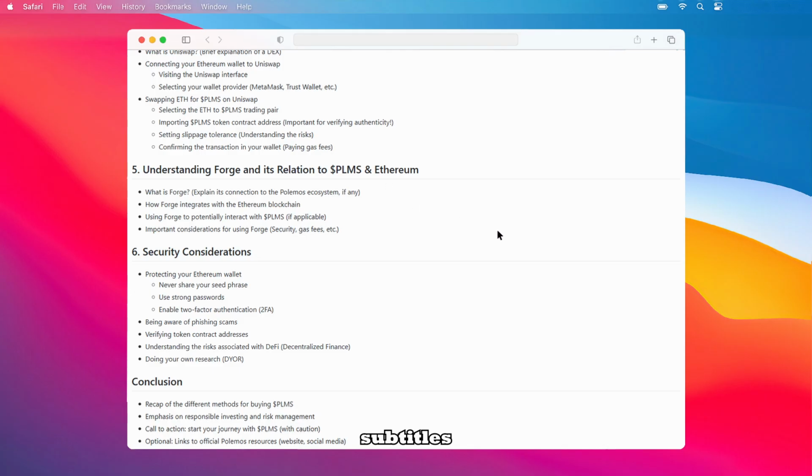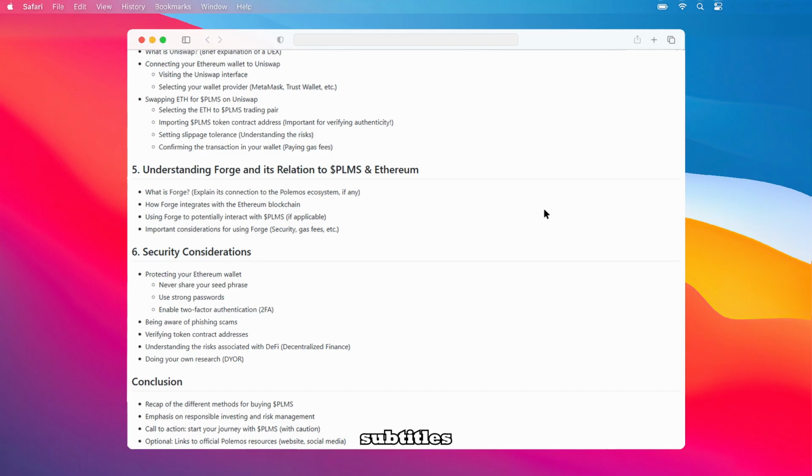It is paramount to prioritize security when dealing with cryptocurrency. Always protect your Ethereum wallet by never sharing your seed phrase, using strong passwords, and enabling two-factor authentication or 2FA wherever possible. Be vigilant and aware of phishing scams that aim to steal your information.